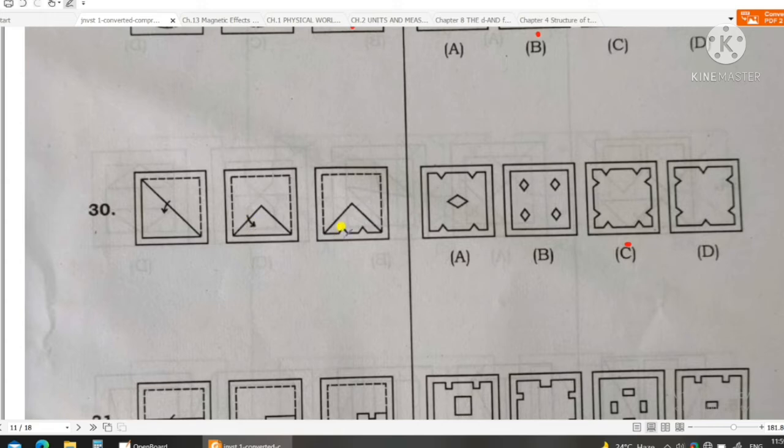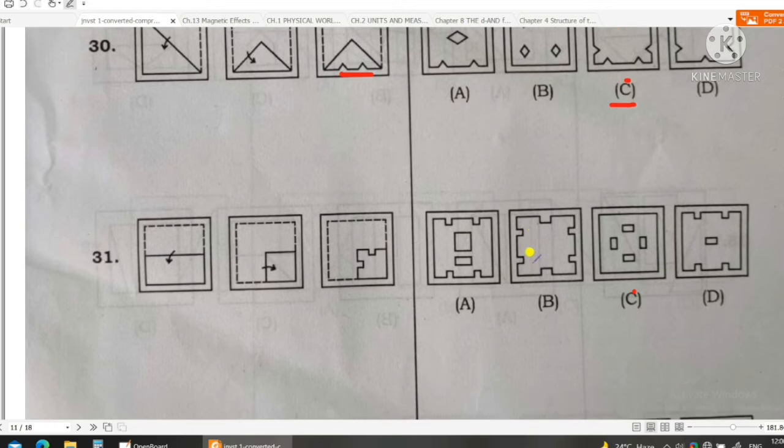Next one is 30. Question number 30. Here you can see on this side there are two deep grooves. So these two grooves will be there on all the papers, on the quarters of this paper. So here answer is C option. You can just check it, or you can also practice it on paper.